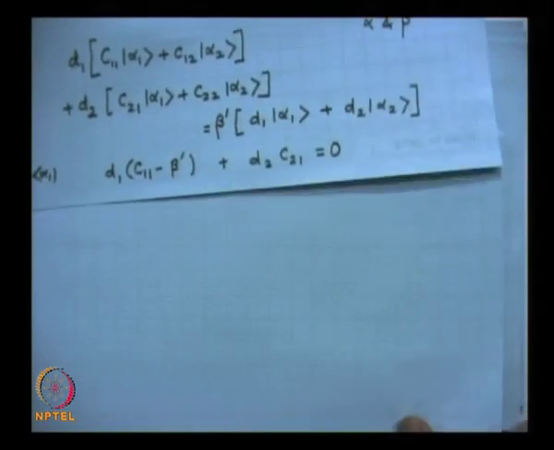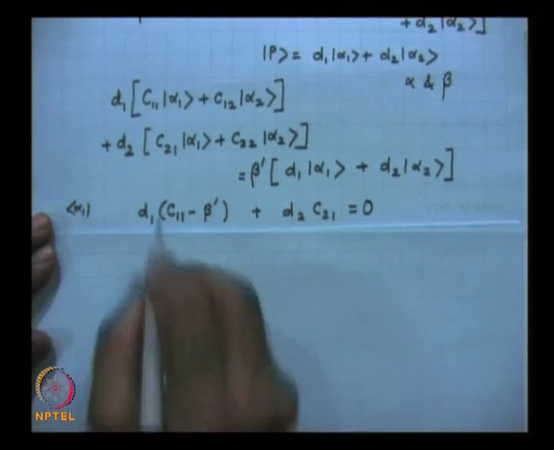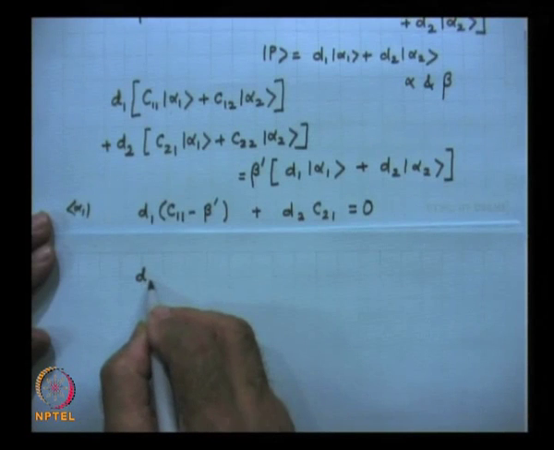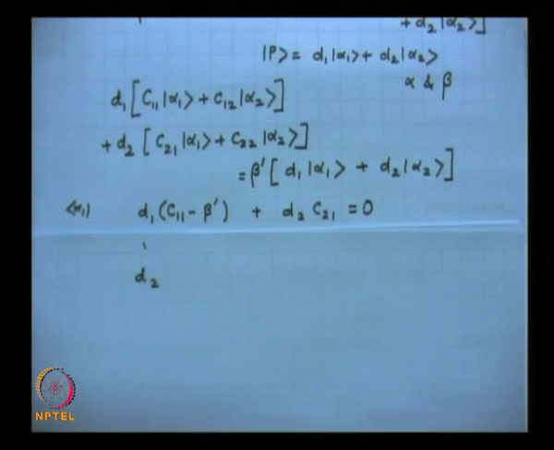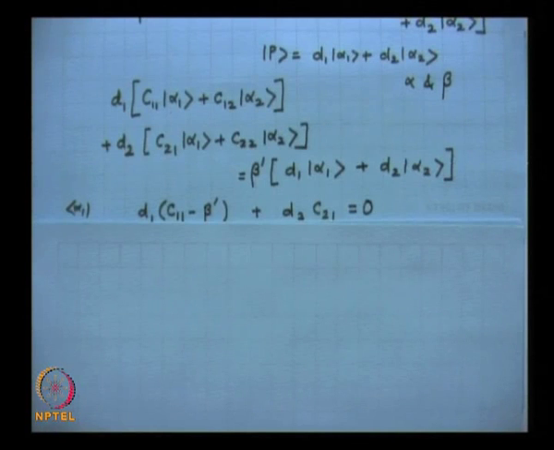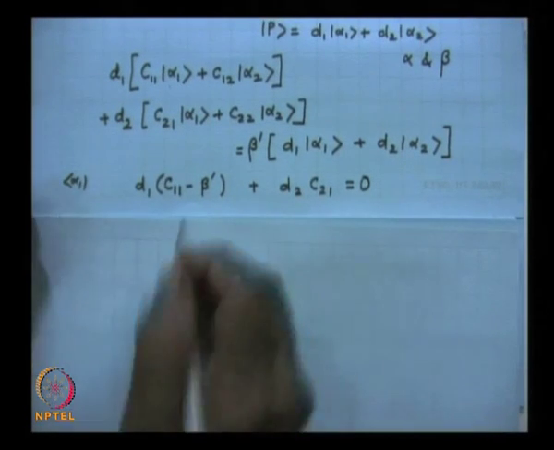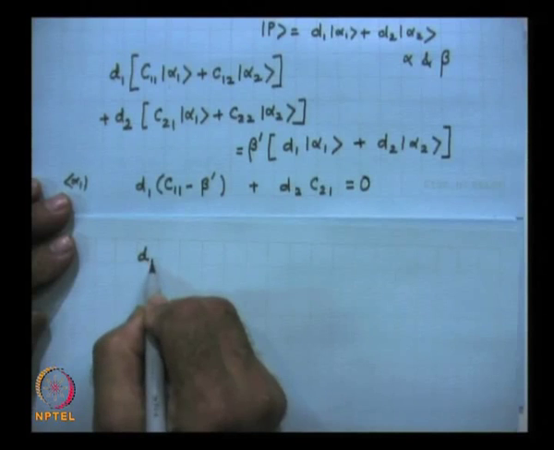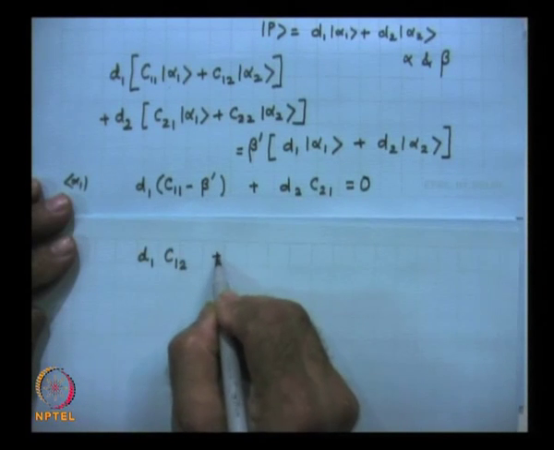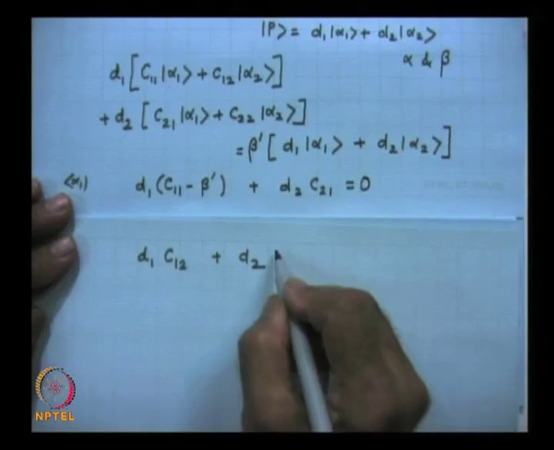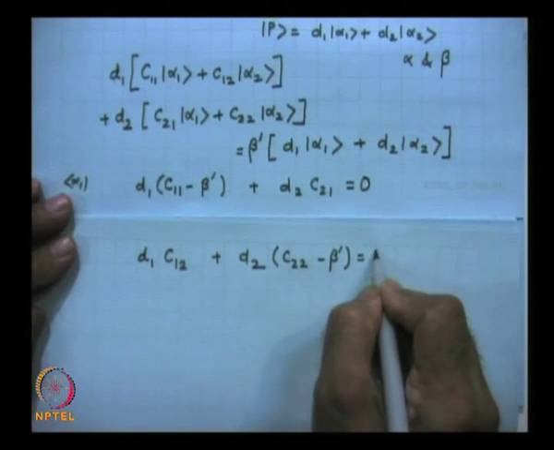And then we will have D1 C12. Now, if I equate the coefficient of ket alpha 2, then we will have D1 C12 plus D2 C22 minus beta prime. This is equal to 0.